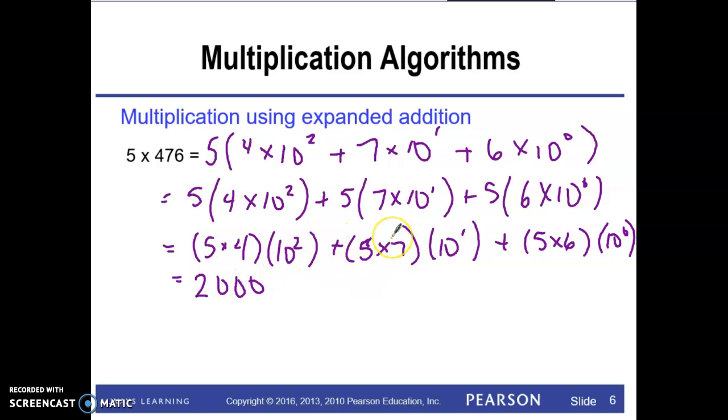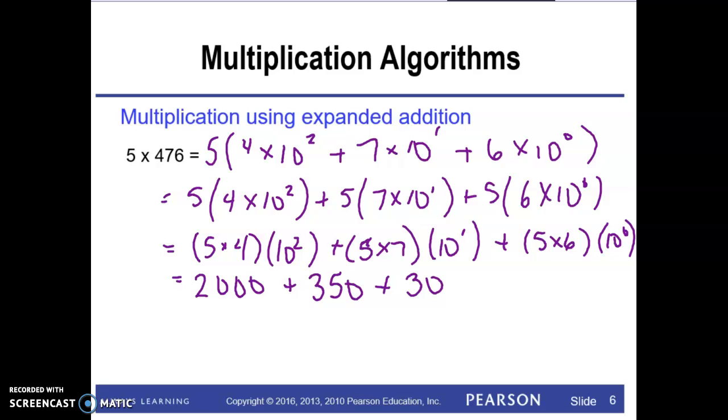All right, 5 times 7, that's 35. And 35 groups of 10, 35 times 10. You guys remember how we looked at this with the blocks and it groups everything to the next place value? Instead of being 35, it's going to be 350. And 5 times 6 is 30.